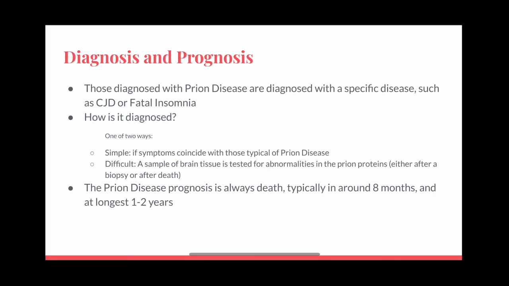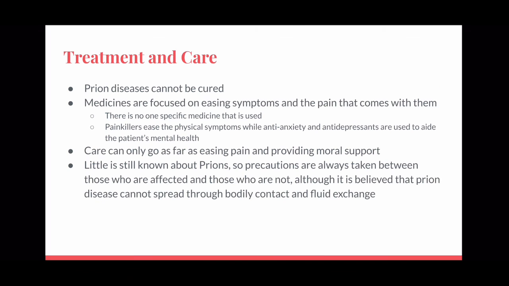And again, the prion disease prognosis is always death, typically in about 8 months, and at longest 1 to 2 years for CJD. So in terms of treatment and care, prion diseases cannot be cured, so medicines focus on easing symptoms and pain that come with them and come with the knowledge of death. So painkillers for physical symptoms and antidepressants and anti-anxieties. And again, care can only go as far as easing pain and providing moral support.